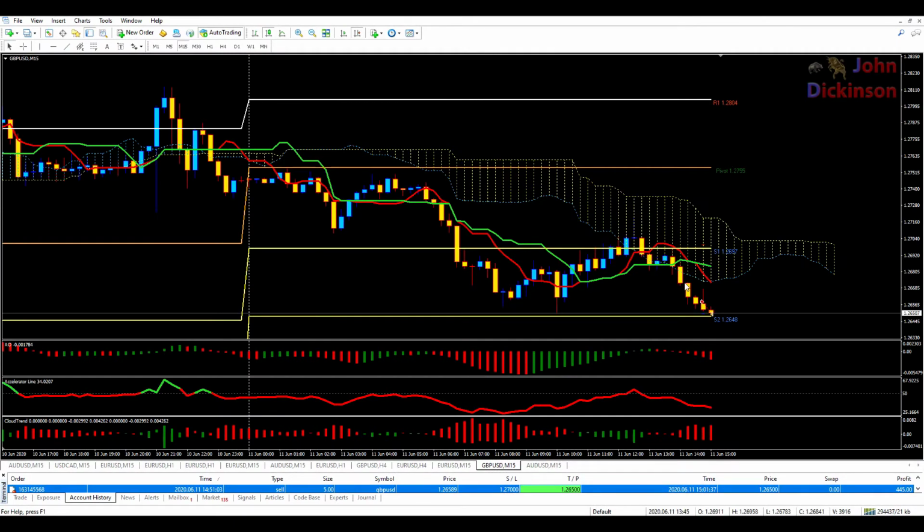You can see we got into the trade, and we can see we entered here, exited there, and in just 45 minutes or so we made over $440 profit.